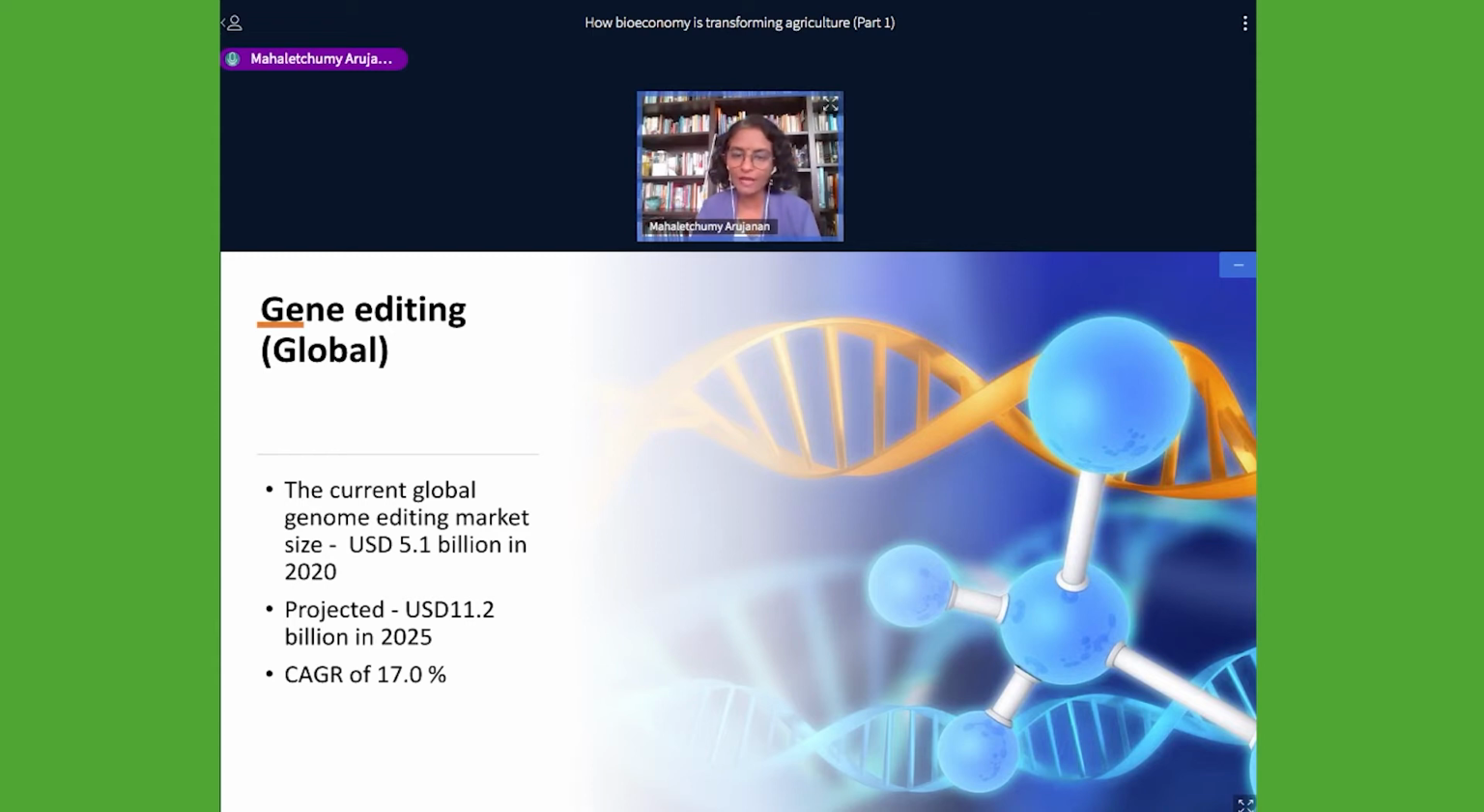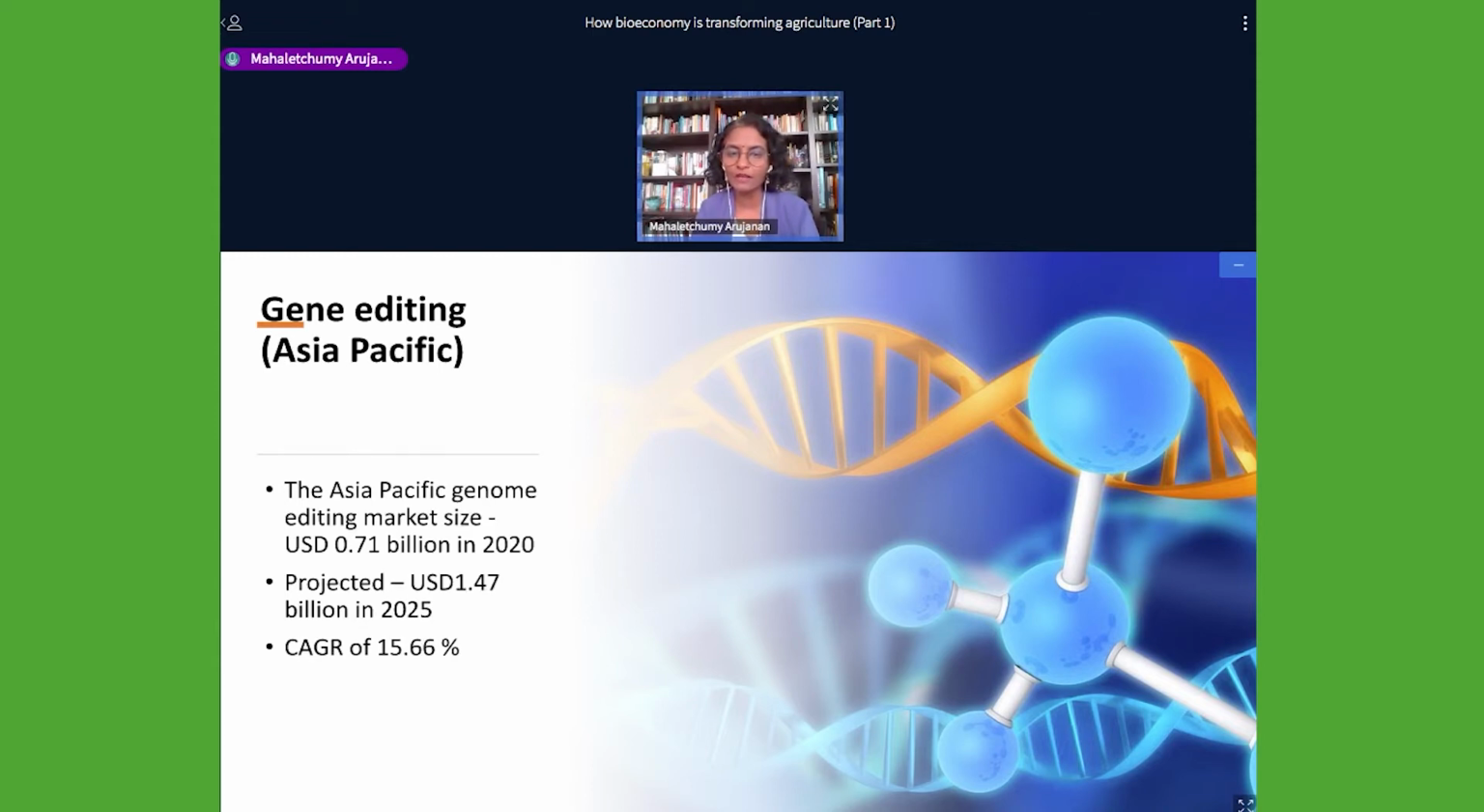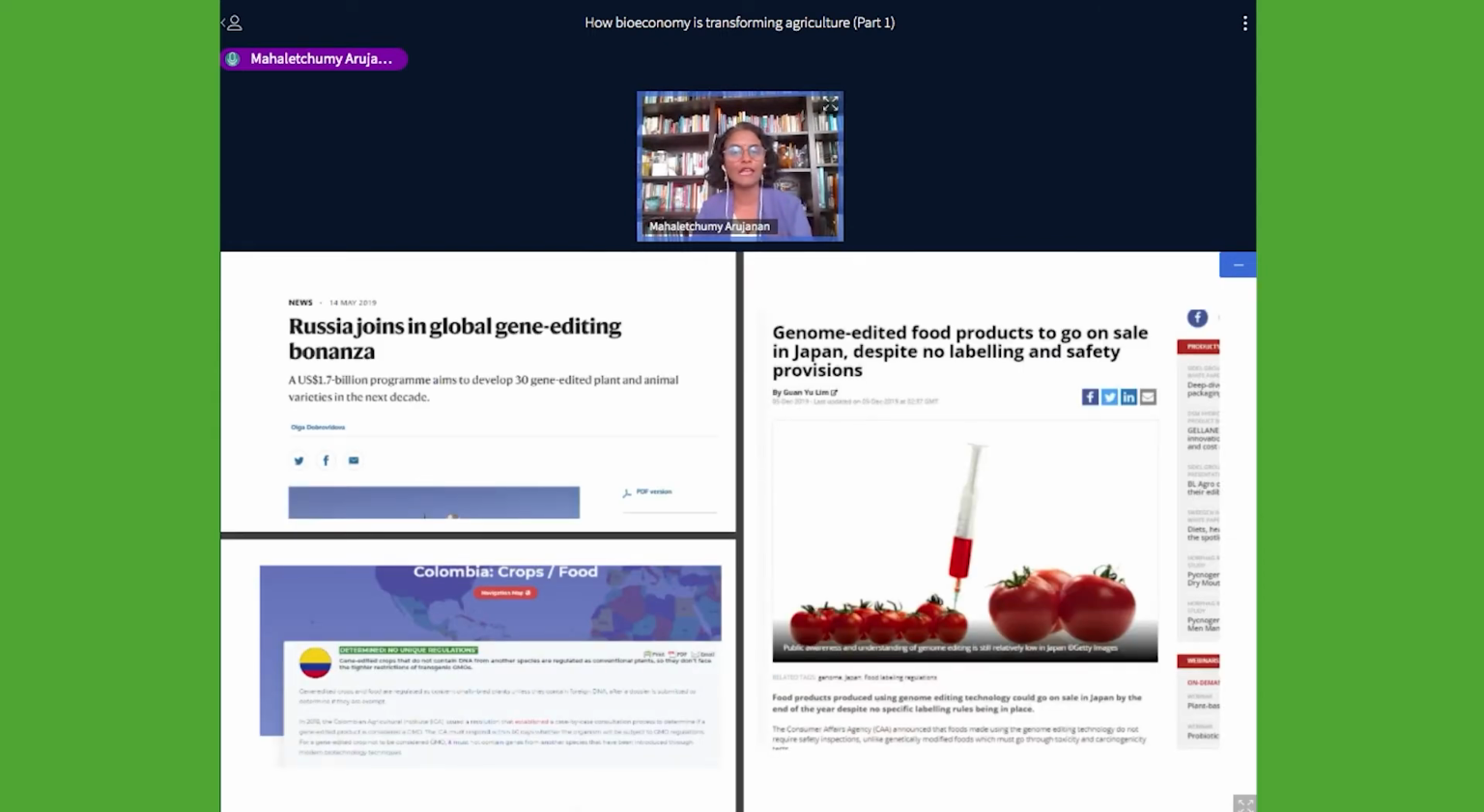If we look at Asia Pacific, it's of course slightly smaller, but there's still a very good annual growth. The Asia Pacific gene editing market is 0.71 billion, and it is projected to grow to 1.47 billion with a growth of 15.66%. So there's a huge market for this, and everyone is going into this technology.